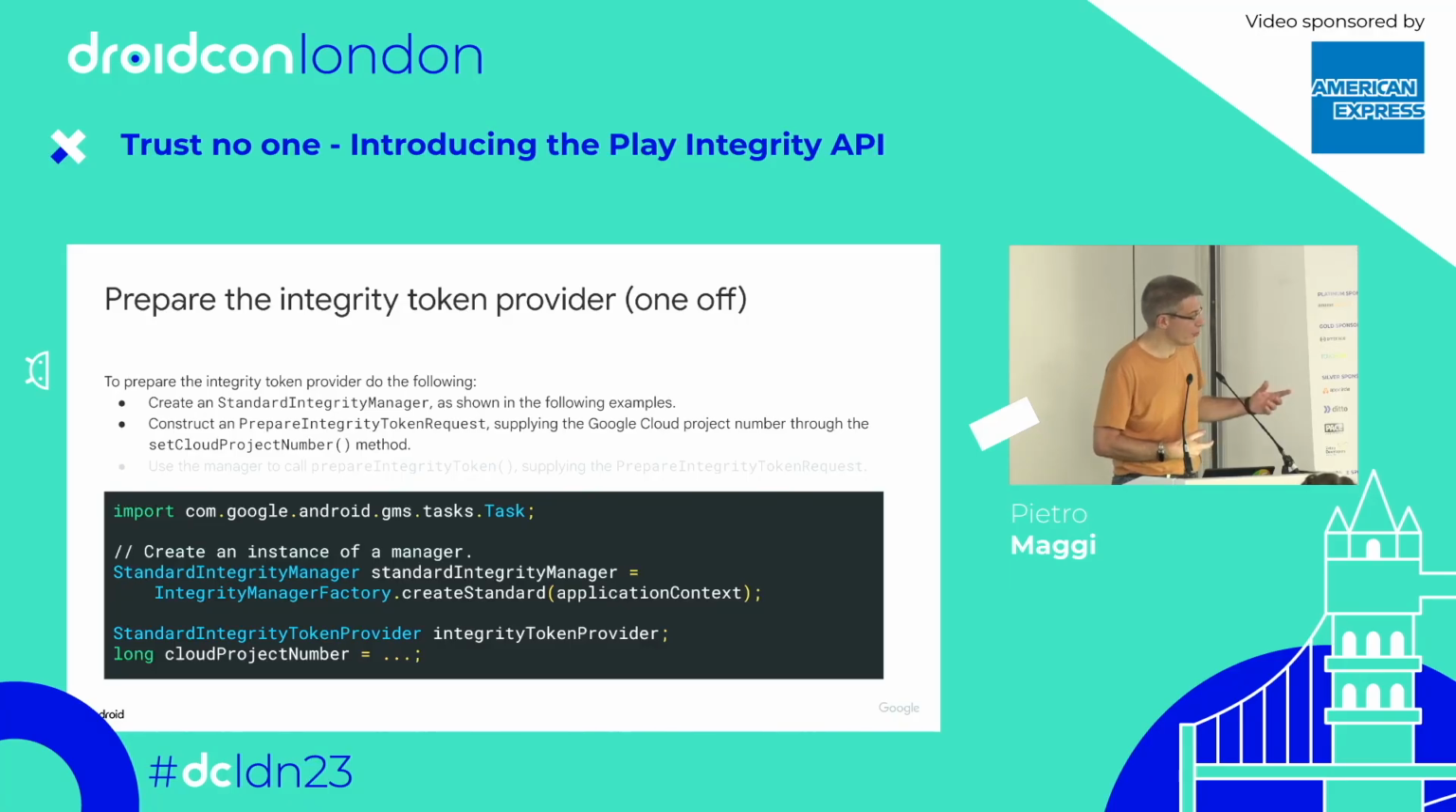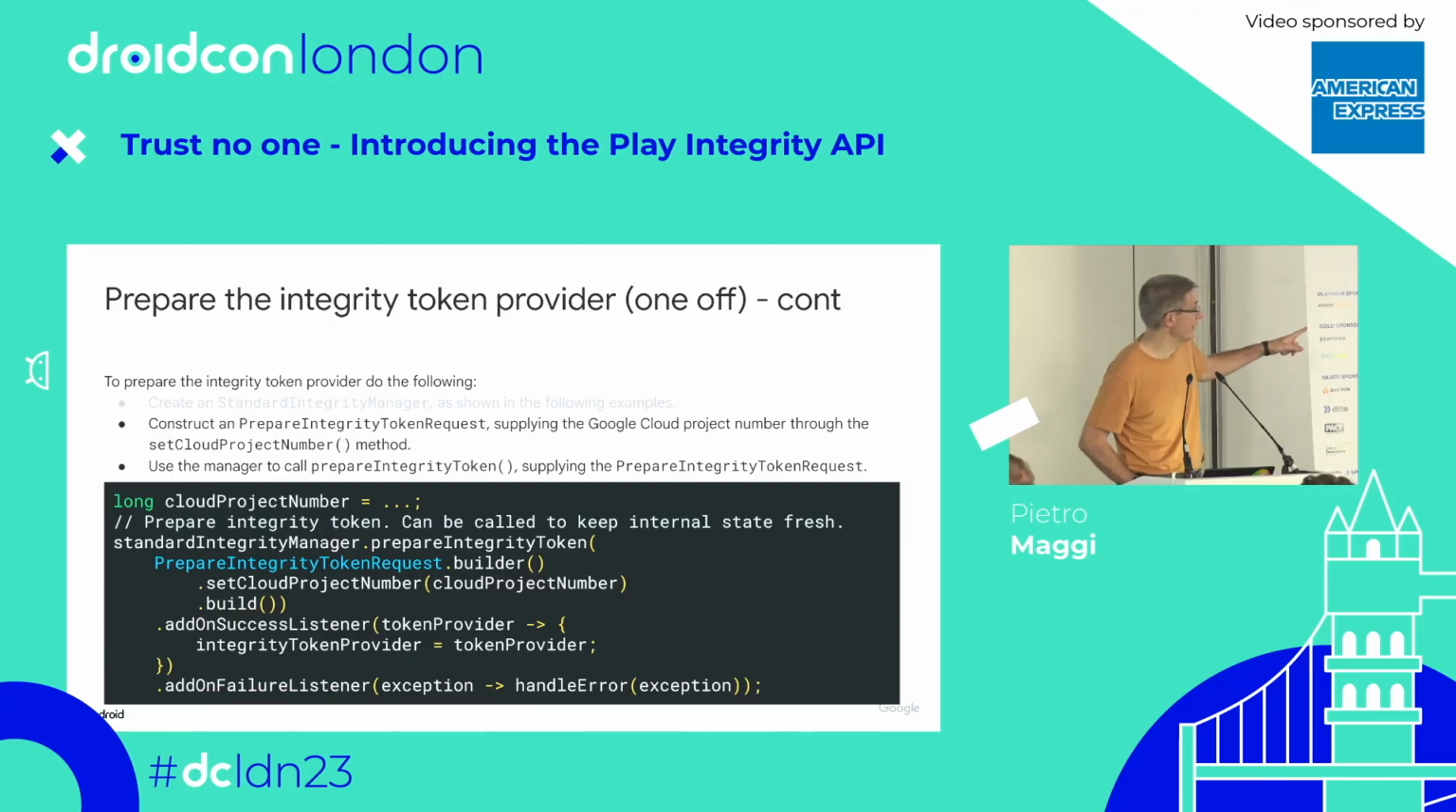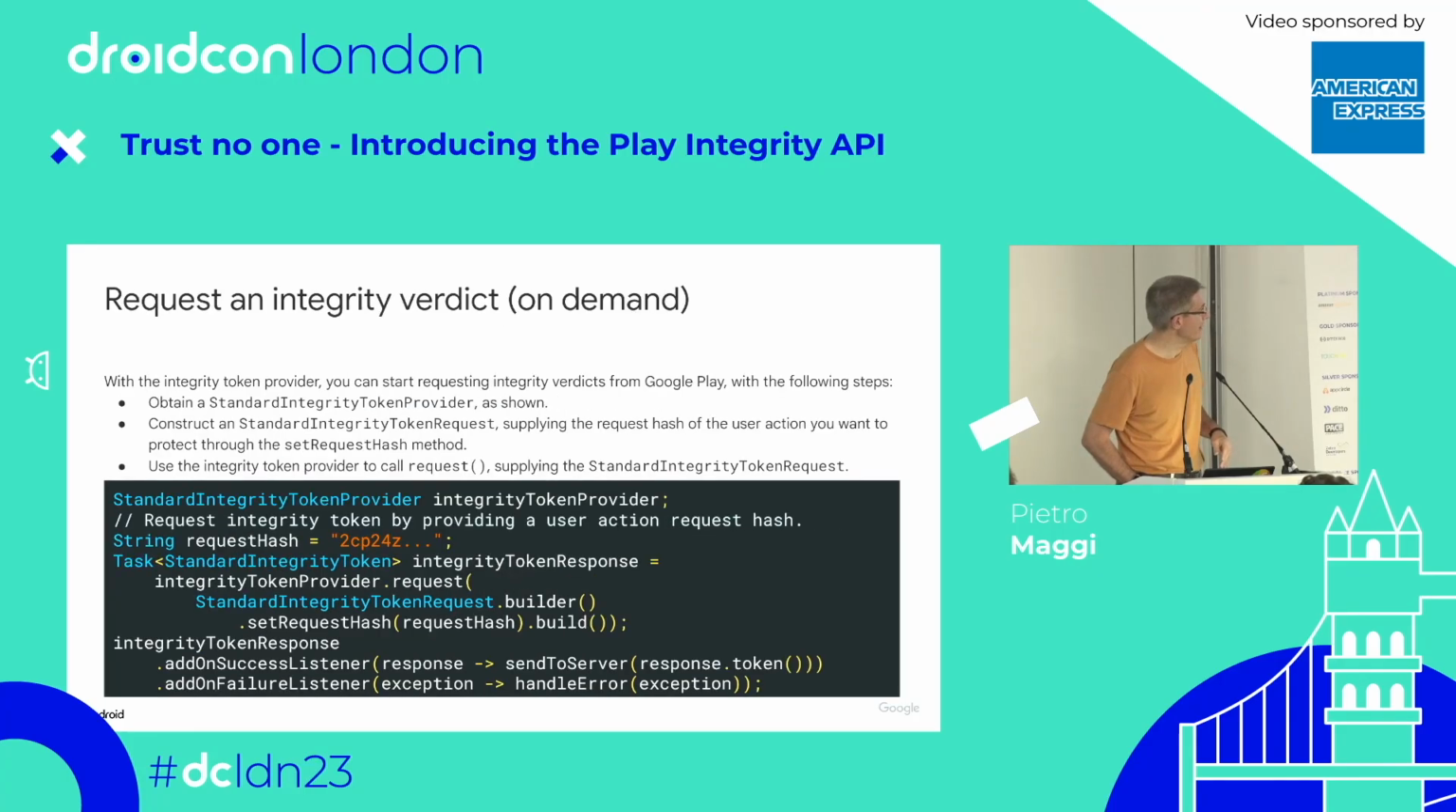Because there is a server component included, this relies on the presence of a GCP project. And the next step is to construct the token request provider. You need to pass the cloud project number that you are using for the verification. And the last step is to request an integrity verdict, and this is something you do on demand on the critical path.